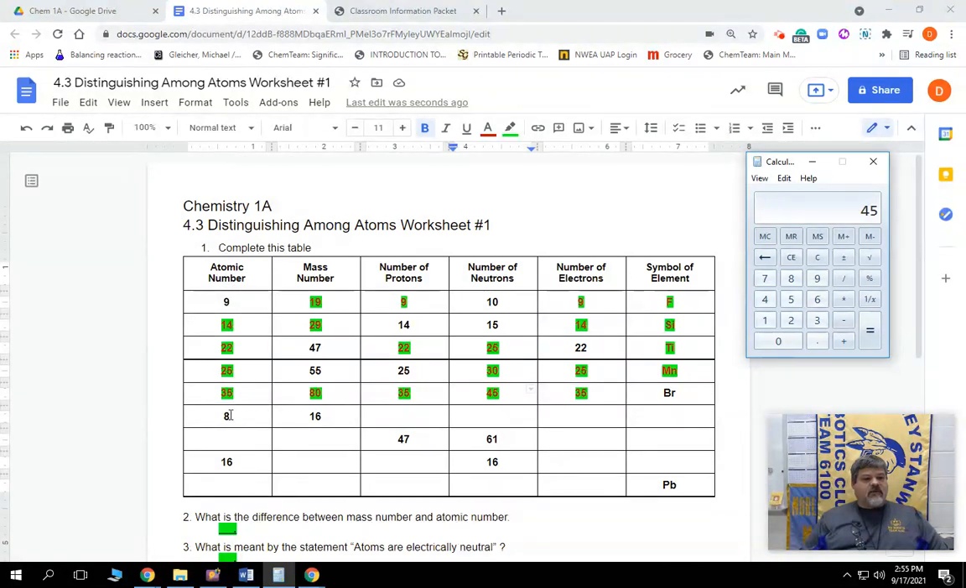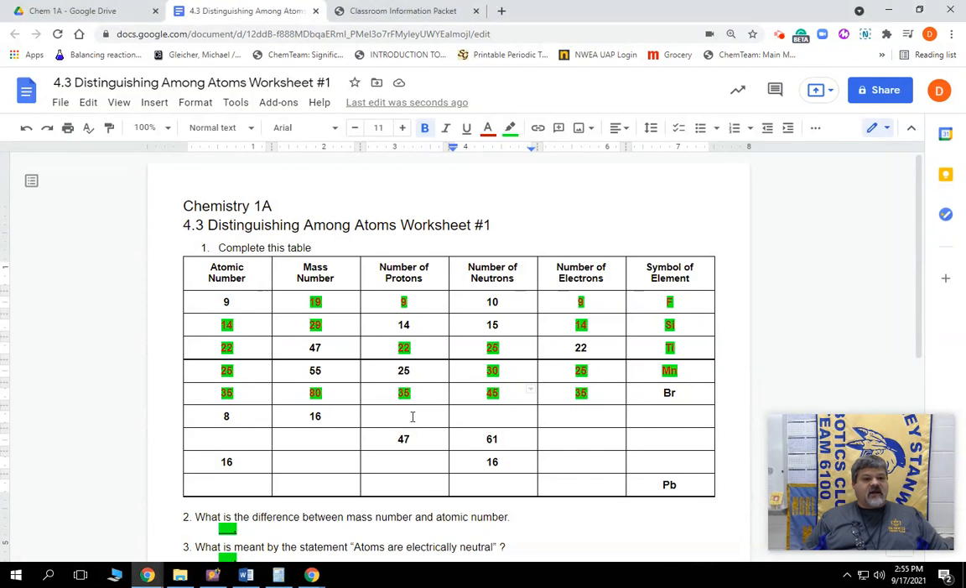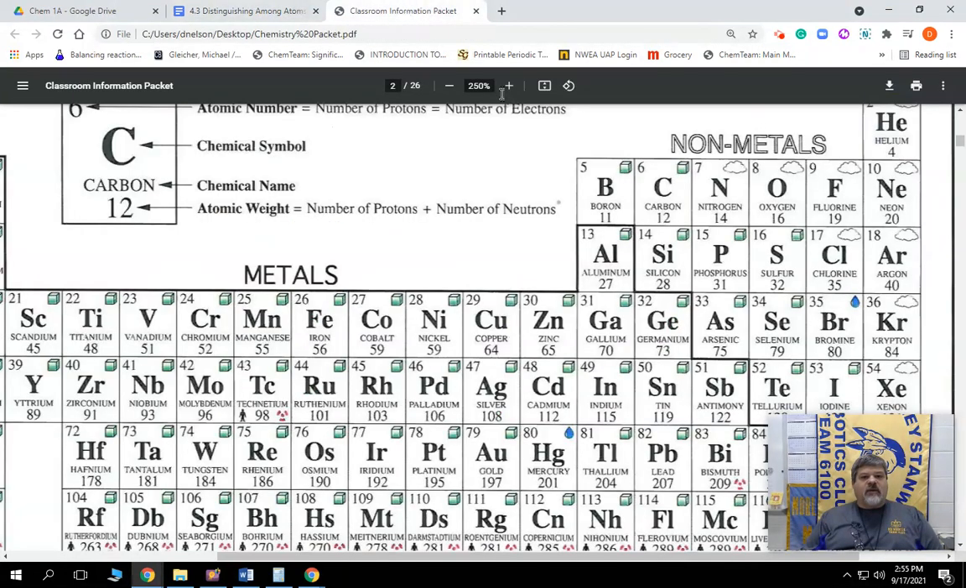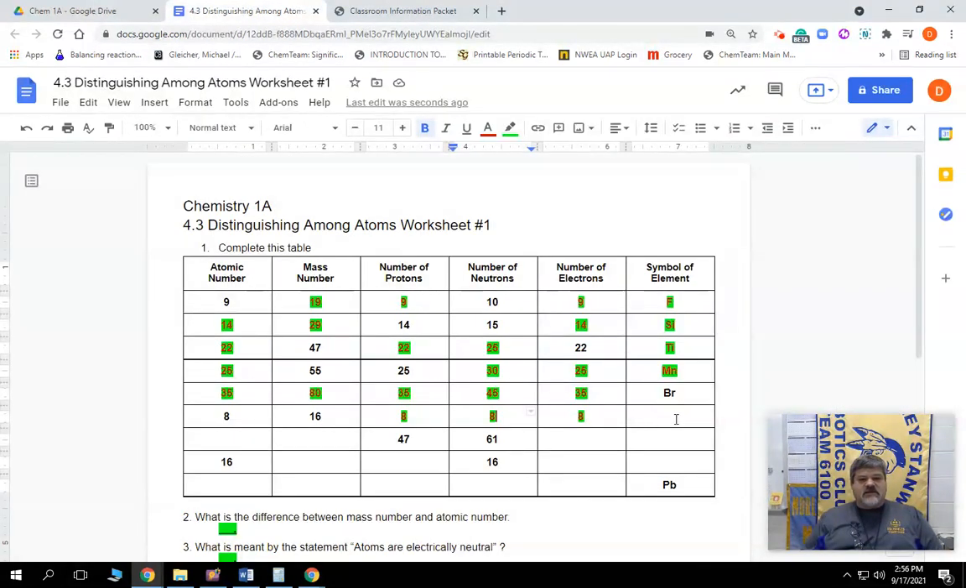The next one, we have atomic number of 8, mass number of 16, number of protons equals the atomic number, so we're going to put in 8. And we're also going to put in the number of electrons is 8. And the number of neutrons is going to be 16 minus 8, which is 8. And then we go to the symbol. We have to find the atomic number of 8. Go to the periodic table. Right here, atomic number of 8. Okay, so we have 8. So let's go back to this, and we know that that is oxygen, capital O. Let's go on to the next one.